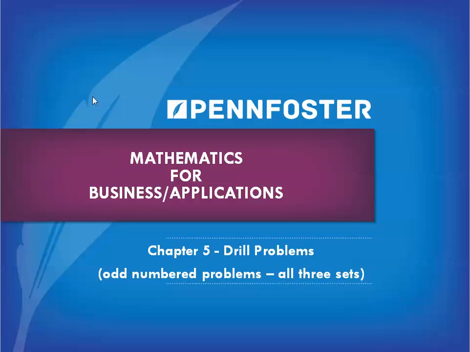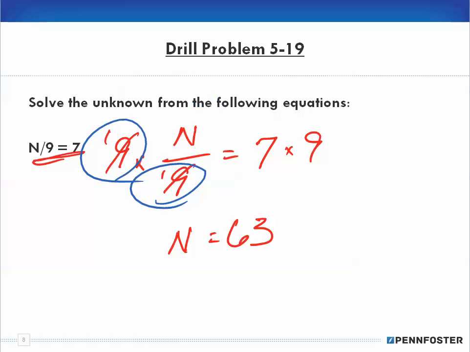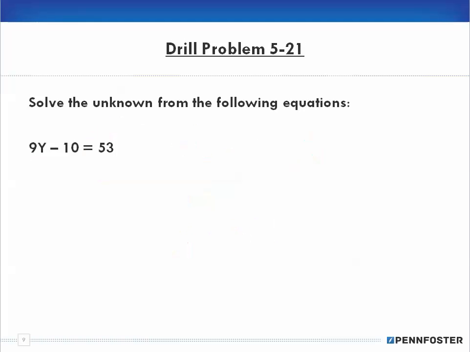We're doing the Chapter 5 drill problems. In the last one, we had completed 5-19. Remember, that was from drill set number 2, set 2 of 3. So we're going to do 21, and then it jumps over to the third of 3 sets on the next page with problem 5-29. So let's continue on here.